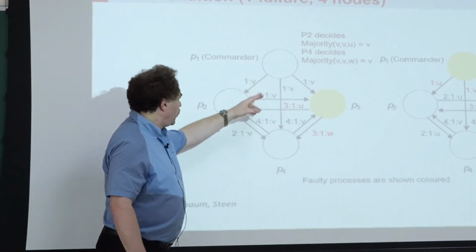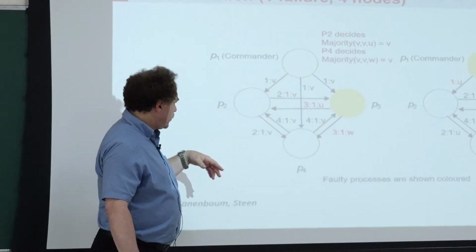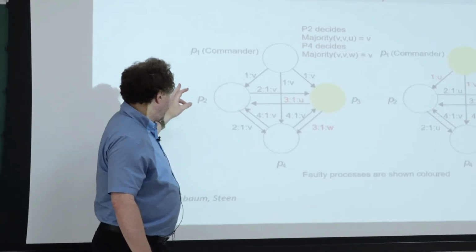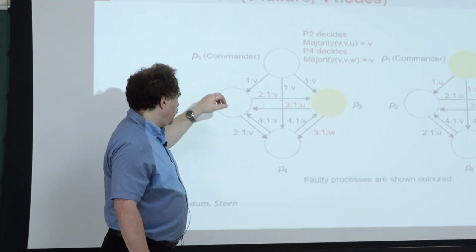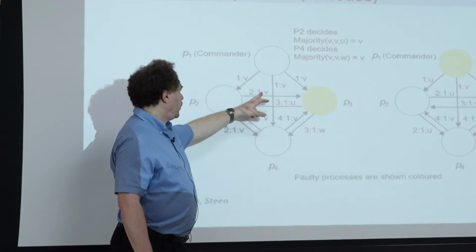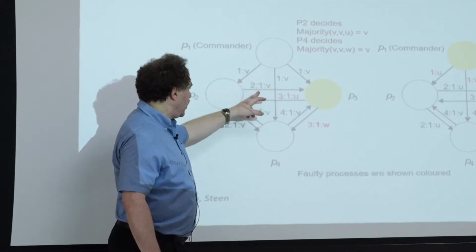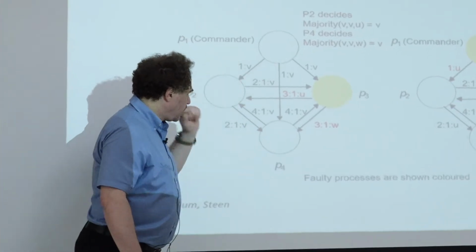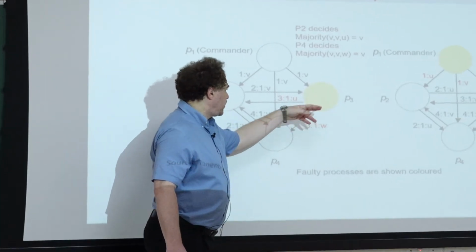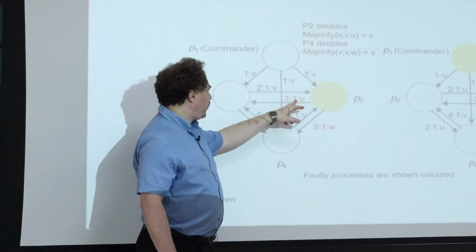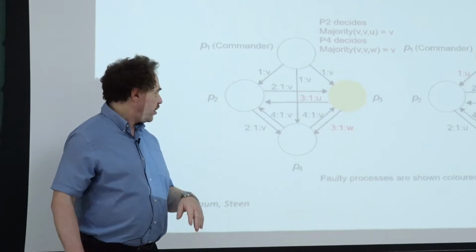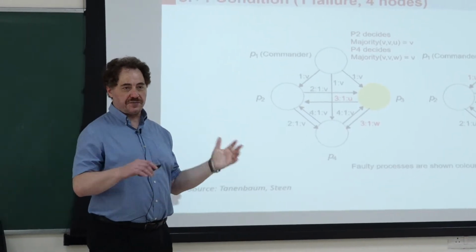So in this case, the commander is honest, sent 1:V to everyone, and say Lieutenant P2, process 2, sent a message 2:1:V, 2 meaning round number 2, and the message saying, in the first round, I saw the value V from the commander. So P2 is honest. However, P3 is Byzantine. So it will be sending 2:1:U to P2 and 2:1:W to P4, where U and W are just random spurious values.